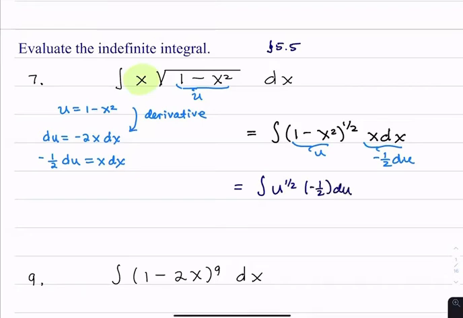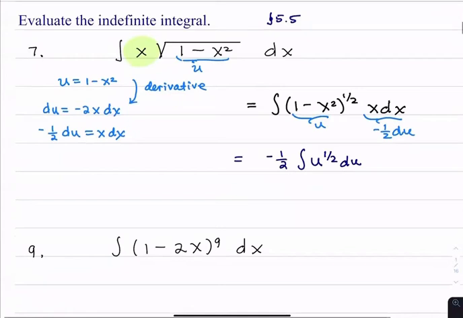I like to usually bring the negative 1/2 outside of the integral, just to make it look nice, and also it looks more organized, and I think I'm less likely to make a mistake or get confused. So I bring the negative 1/2 to the front.